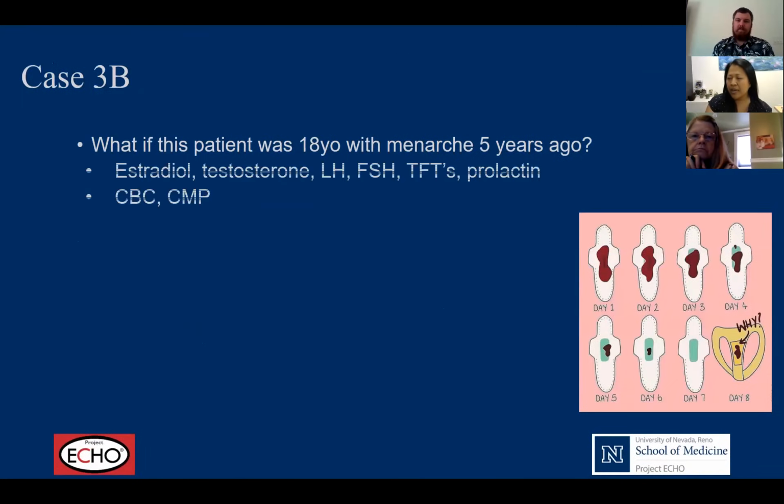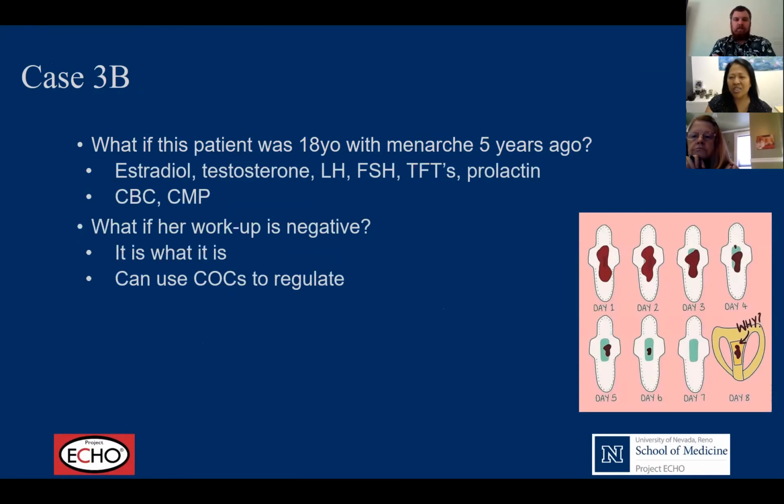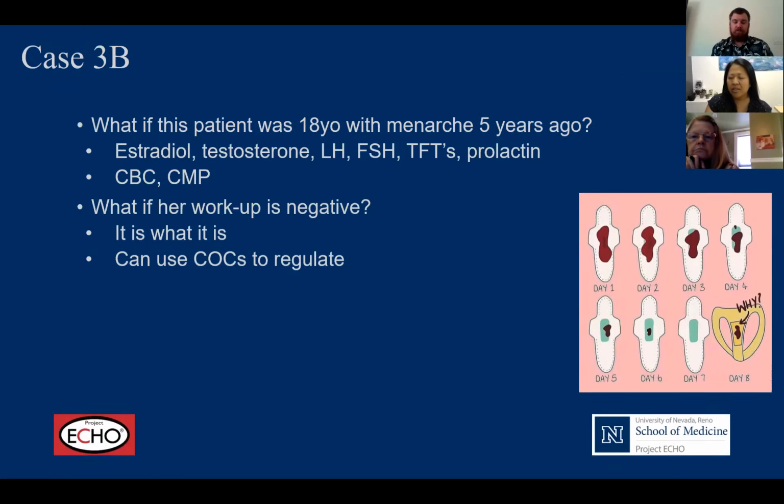So that's this case, and we all know what the workup is by this point. And if that's all normal, then that's just how she's built, and that's okay. Some girls have a period once every 3 months, and that's normal. If she wants a period every month, because for her that's what she wants to feel normal, you can offer birth control pills to make it happen every month.